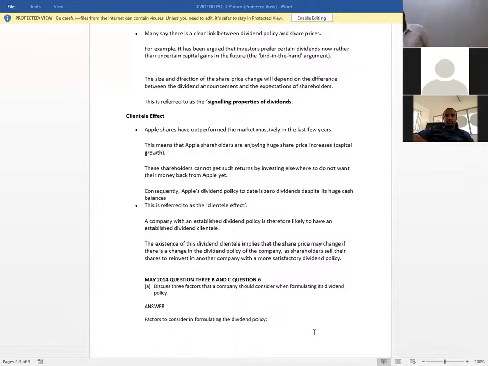What factors, ladies and gentlemen, should a firm consider when formulating a dividend policy? If you are hired as a finance director of RCM, what are some of the things you will consider when setting up a dividend policy? These should be coming from you. The points that you need to consider while setting up a dividend policy should come straight away from you. I can give you 3.